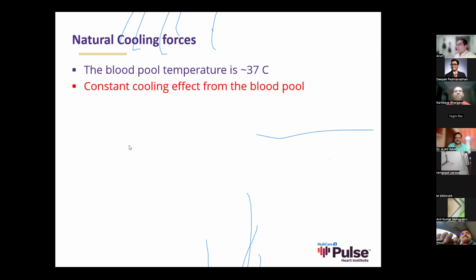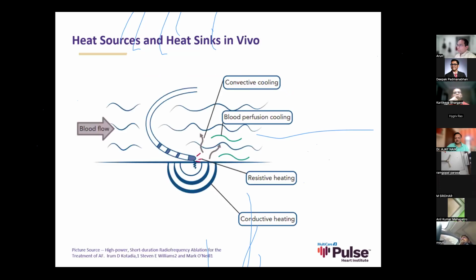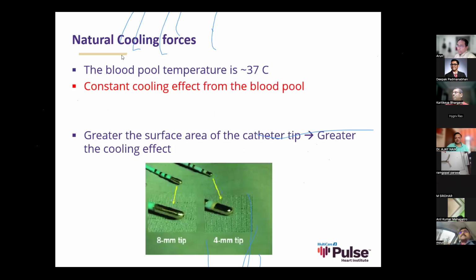So, natural cooling forces: the blood pool temperature is 37 degrees, and we are trying to heat the tissue to greater than 50. That creates a constant cooling effect from the blood pool, and it cools the catheter tissue interface. With the catheter, you are trying to create resistive heating and conductive heating, but because of the blood flow, you have convective cooling and blood perfusion leading to cooling directly. The greater the surface area of the catheter tip, the greater the cooling effect.